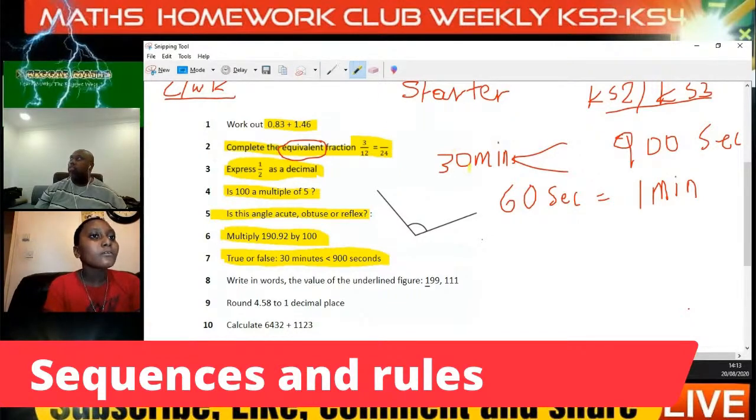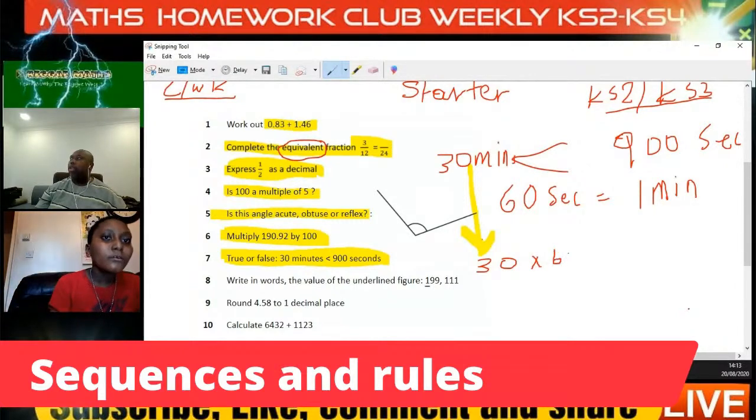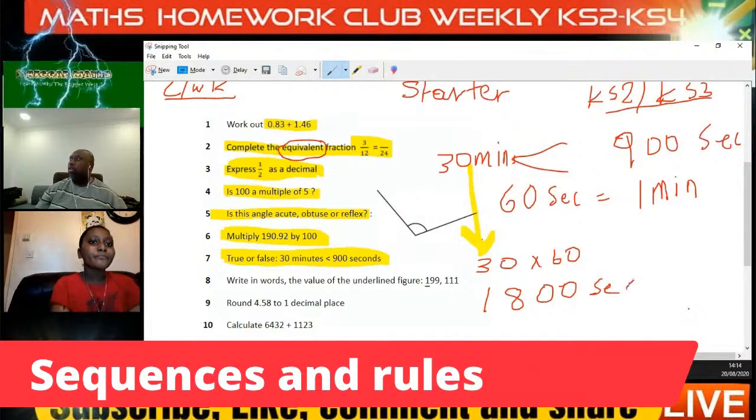So we're going to convert this into seconds. 30 minutes is 30 times 60. Can you tell me what's 30 times 60, please? What is 3 times 6? 18. And then there's 2 zeros, so it's going to be 1,800 seconds.